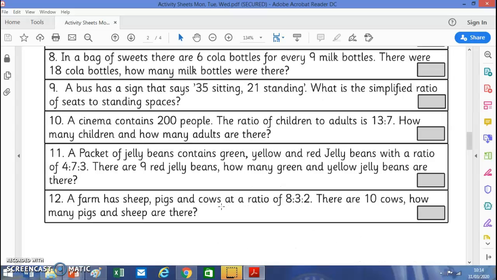And the final one that I want to show you is this one where there's a ratio of 3 numbers. In this question here, we've got the number of sheep to pigs to cows. There are 8 sheep, 3 pigs and 2 cows. Where there are 10 cows, how many pigs and sheep are there? So once again, you need to look at what we've done to the number 2 to make it into 10. We've obviously multiplied it by 5, and you need to do the same to the remainder of the numbers in the ratio.